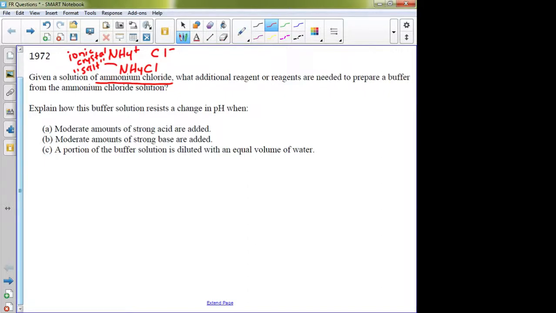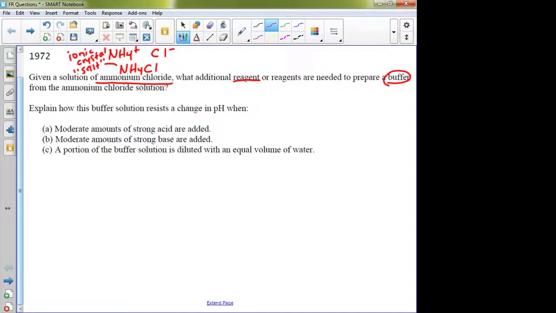All right? What additional reagent or reagents, so it's asking me what else? What other substance do I need to add to this to prepare a buffer from the ammonium chloride solution? So before I could even answer this question, I need to understand what a buffer is, okay? So I need to know what a buffer is and how does it work? What's it made of?